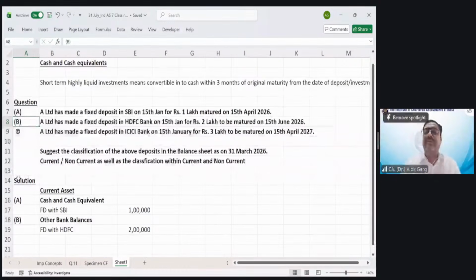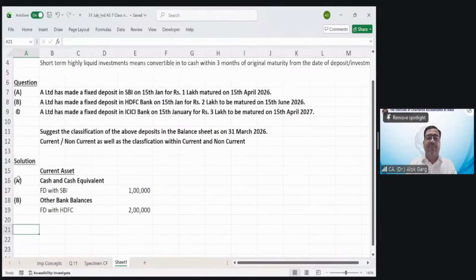So what is the principle given in the standard? The principle says that cash and cash equivalents are those short-term highly liquid investments which are convertible into cash within 3 months of original deposit. The original maturity period has to be 3 months. You are not required to see if the remaining maturity is 3 months on the reporting date. No, that is not cash and cash equivalent. That is a current asset, but it will be covered under other bank balances. Right. Now, what about C? Tell me.